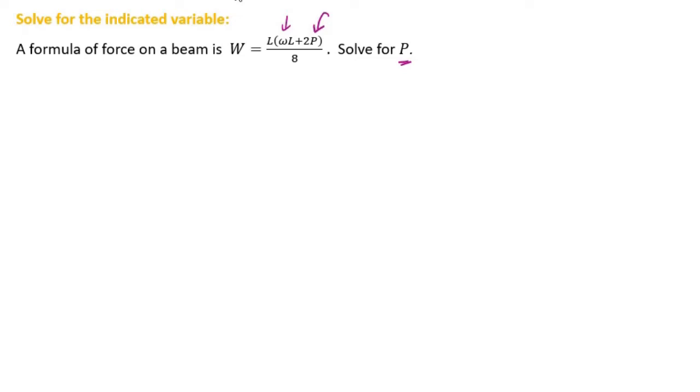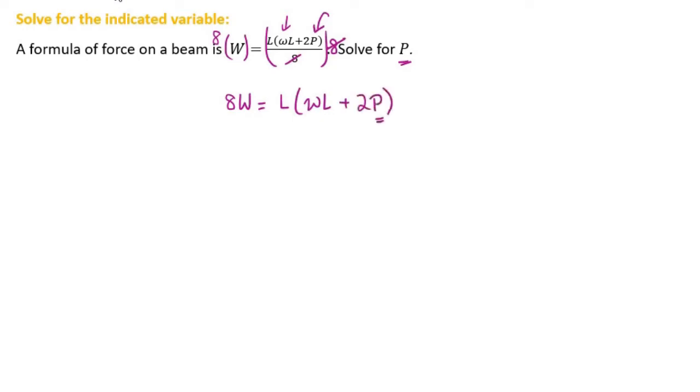Okay, stepping back and looking at this problem for a moment, looks like undoing groupings is a great idea, and the grouping I'm thinking about is the fraction. Let's get rid of that 8, and then we'll talk about the groupings that are the brackets in the numerator. So to get rid of the 8, we're going to multiply both sides by 8. It's a bit messy, let me rewrite that. So we have 8 times W on the left-hand side. On the right-hand side, the 8's will cancel, so we'll have L times omega L plus 2 times P.